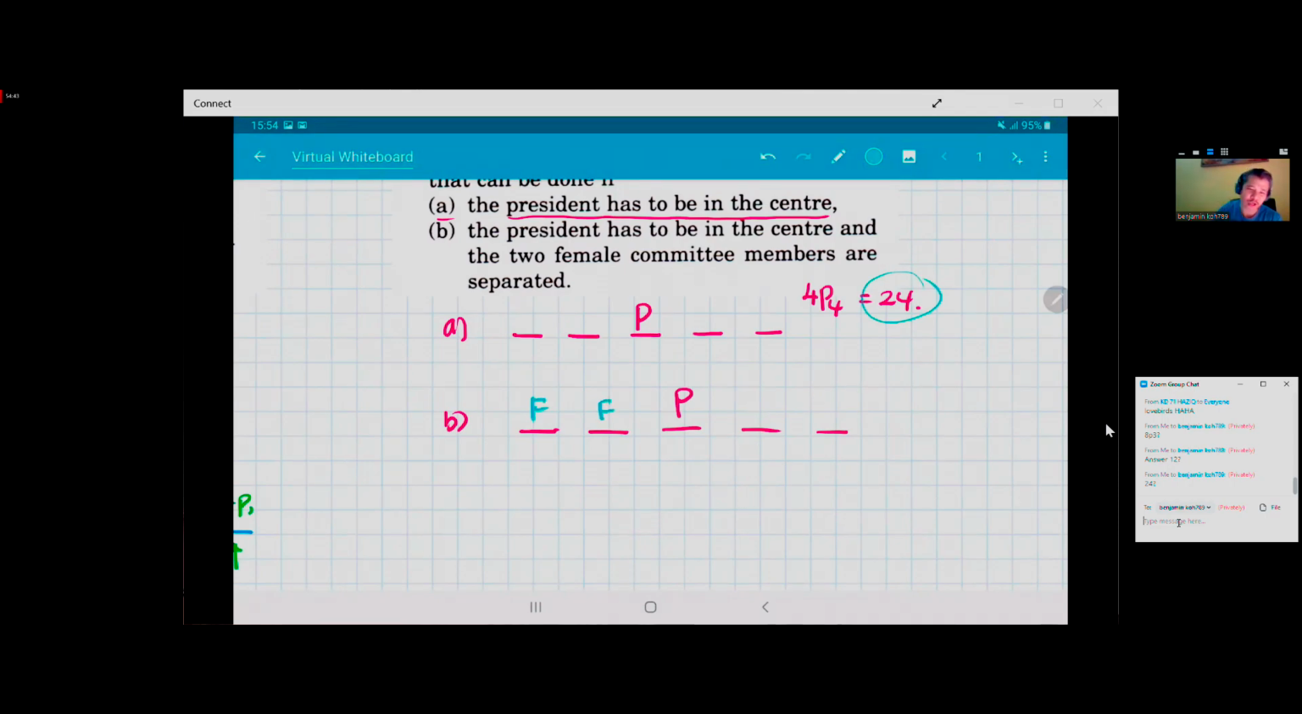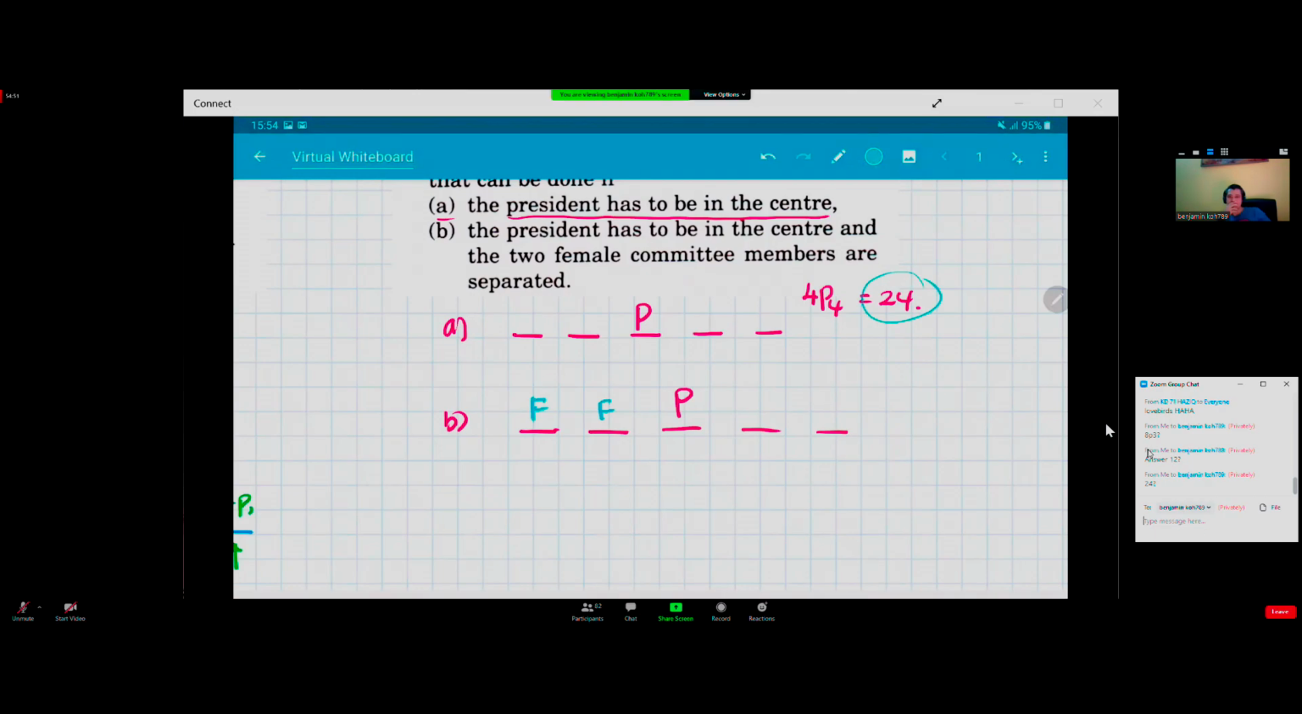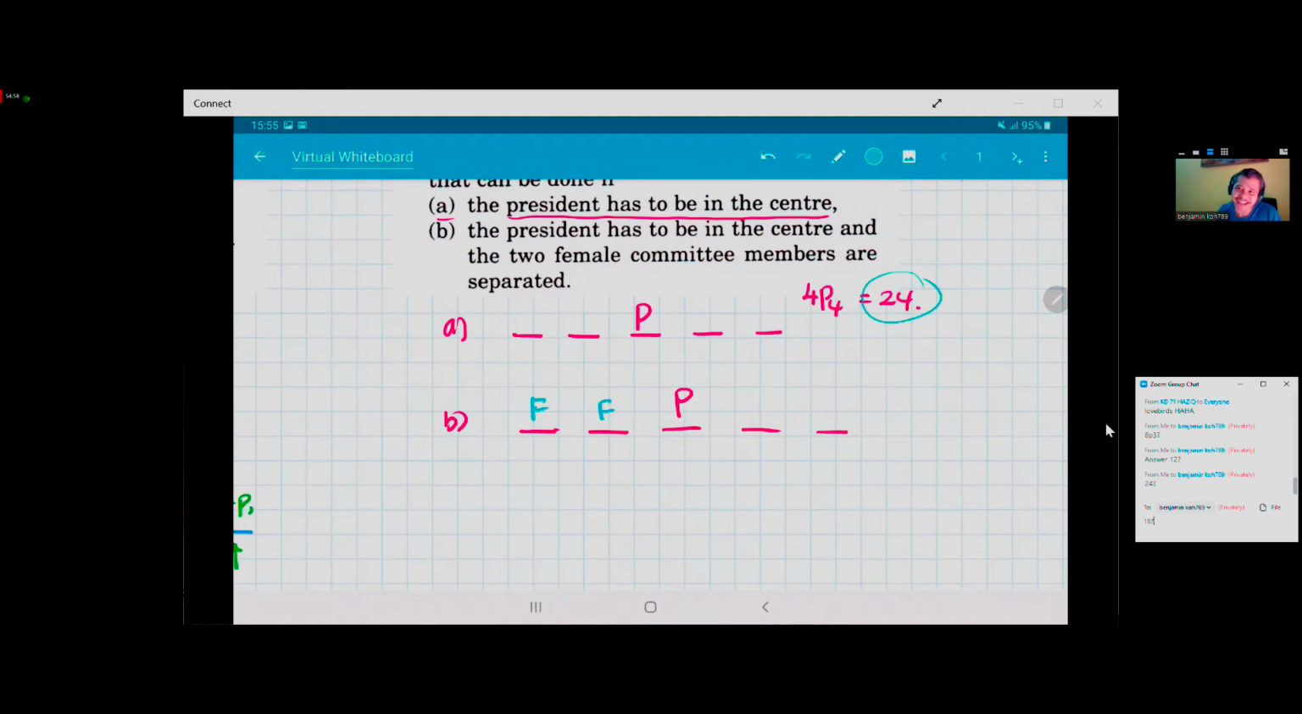Okay, can you count that? See what you get. You get 12, 18. Some got 22, some got 12, some got 18.